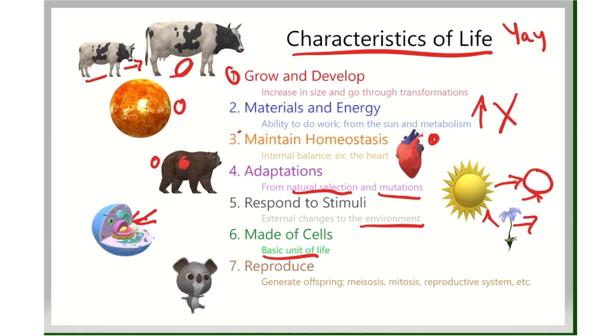Now, the last characteristic of life is that it can reproduce. This basically means that it can generate offspring through processes such as meiosis, mitosis, using systems such as the reproductive system, and so much more, which we will be talking about in later lessons.